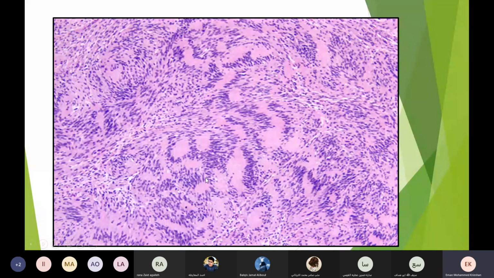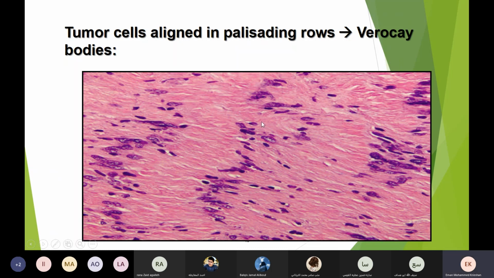And in Antoni A, we find the Verocay body. Verocay body is an arrangement of the nuclei, palisaded nuclei here. These are palisaded nuclei with the eosinophilic cytoplasm collection in between. So Verocay bodies are a special arrangement of nuclei in a palisaded manner in Antoni A in schwannoma. Okay?